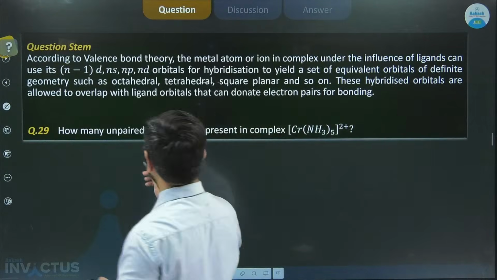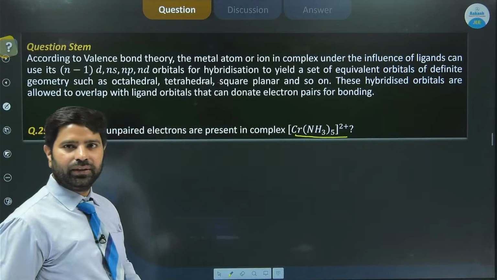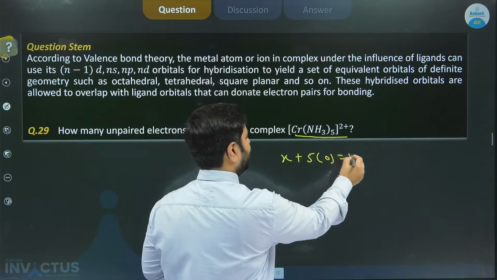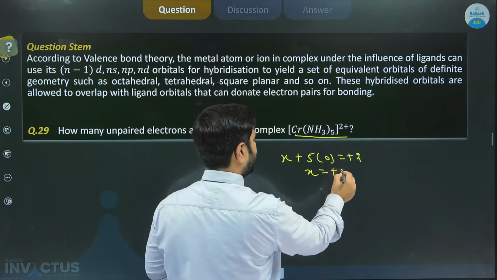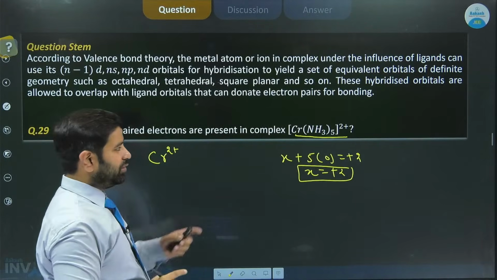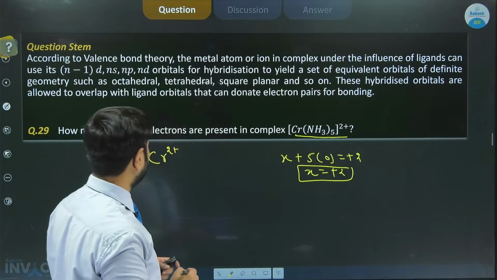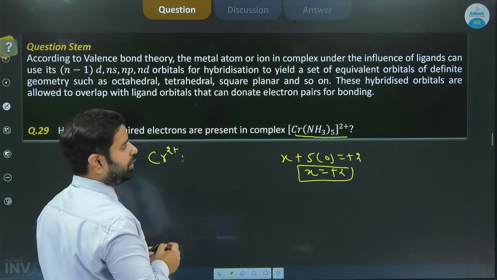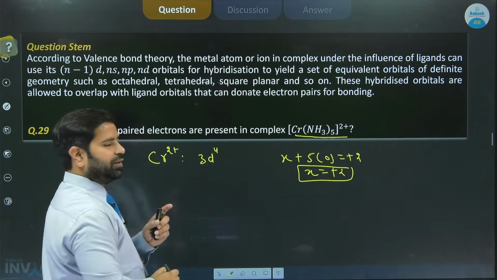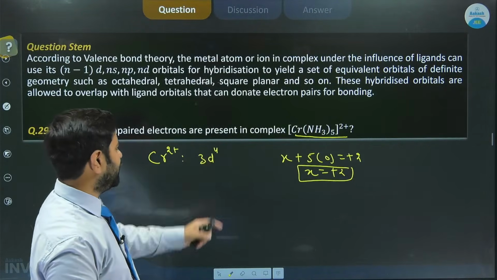Next question is how many unpaired electrons are present in the CrNH3 5 2 positive. So what is the oxidation state of chromium here? X plus 5 into 0 equal to plus 2, that is X equal to plus 2. Chromium is in plus 2 oxidation state, and NH3, it will have trigonal bipyramidal geometry. So Cr2 positive, 3d4. Cr in ground state is 3d5 4s1, and 2 electrons are lost, so 3d4.